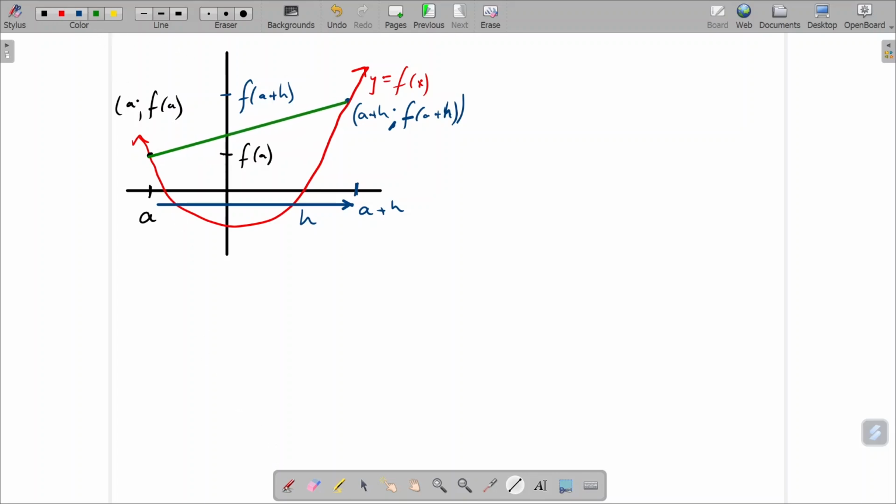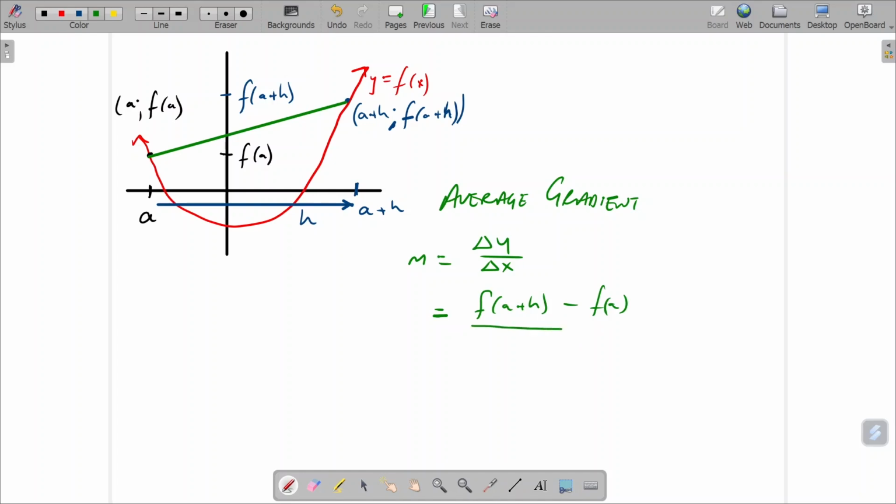But what I'd like you to consider is what I now have in terms of my notation. I now have that the average gradient m is still going to be the change in y over the change in x. So all of that is still valid. What I now have is f of A plus h minus f of A all over A plus h minus A. And I know that I've fiddled around with it for a bit, and maybe some of this is bypassing you, but something really important is about to happen.